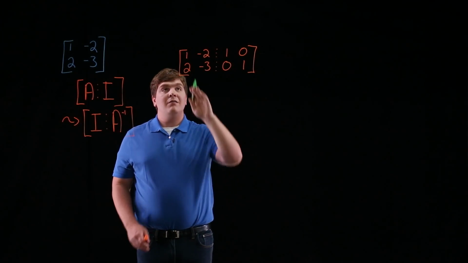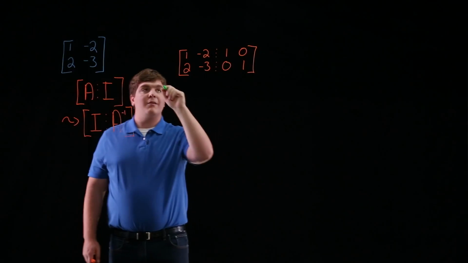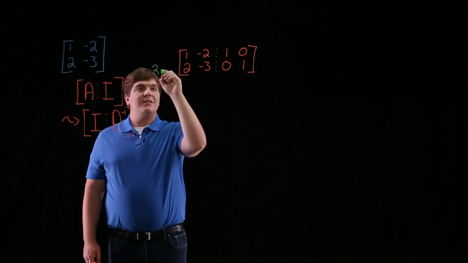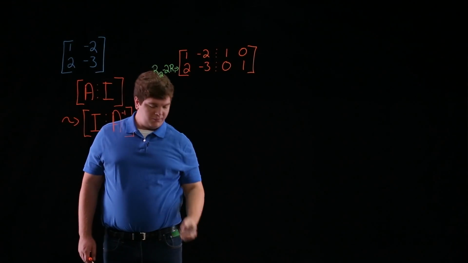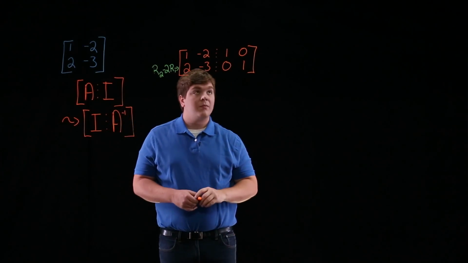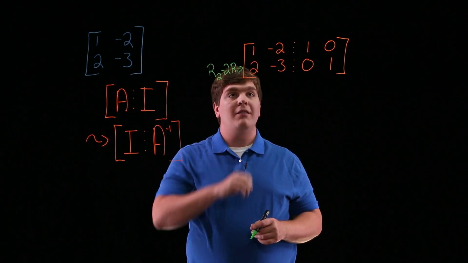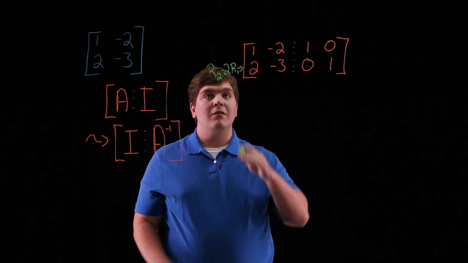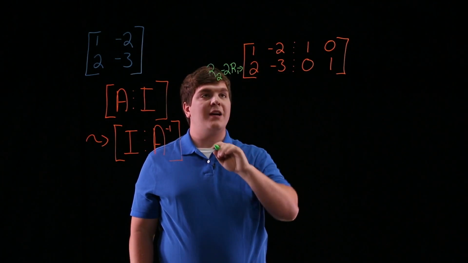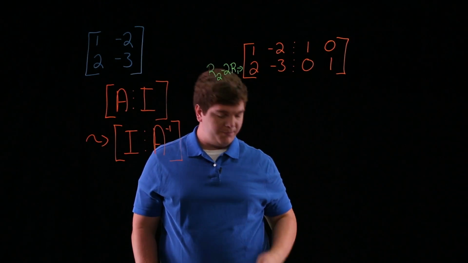So let's begin by subtracting 2 times the first row from the second row and placing this into the second row. Now what we can do is perform elementary row operations to try to write the identity matrix on the left-hand side. So we can start by taking our second row and subtracting 2 times the first row and placing this back into the second row.